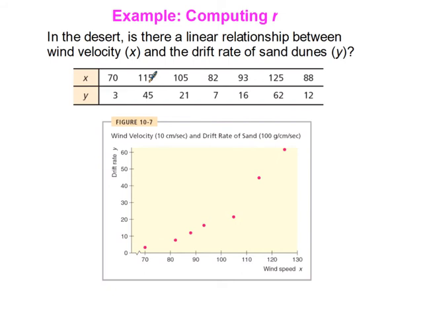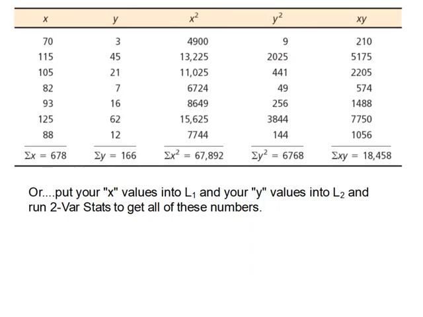I made a scatter plot of this. X is my explanatory axis here, where I put my wind speeds. Y is my response variable, my drift rates. And I plotted these, and it looks like they have a positive linear correlation. I think I could fit a pretty decent line in there.